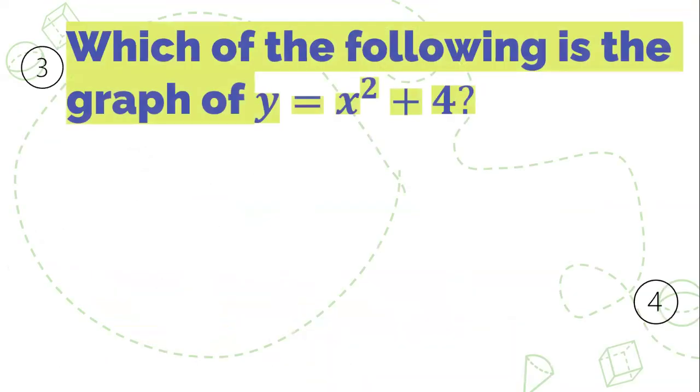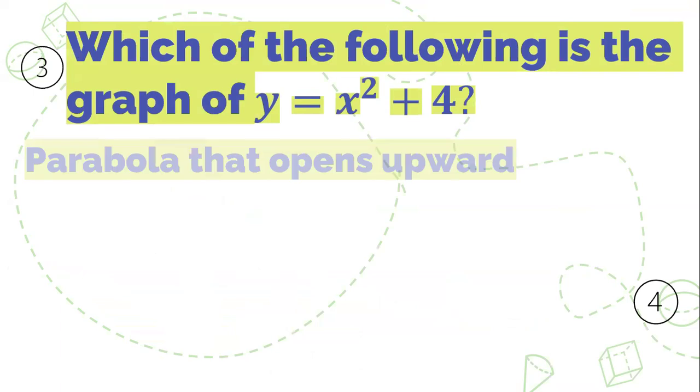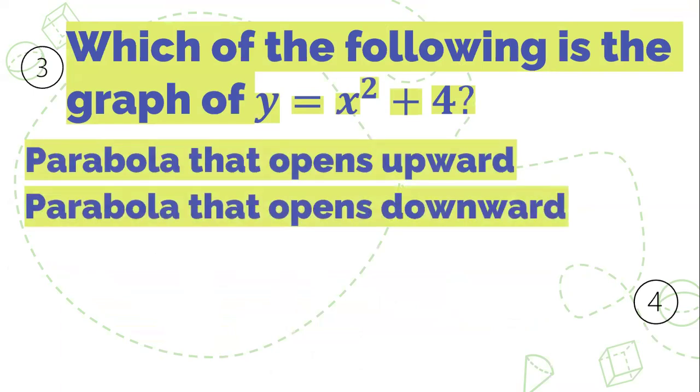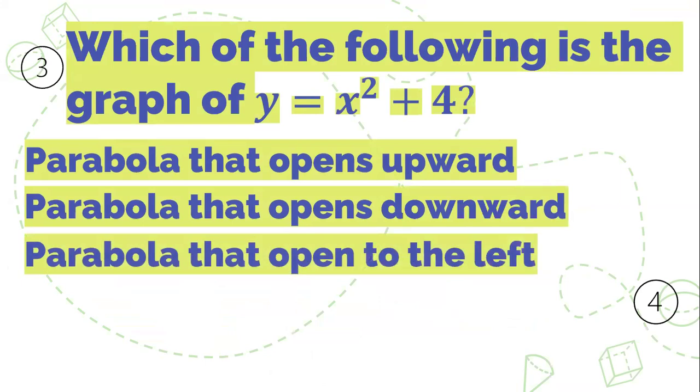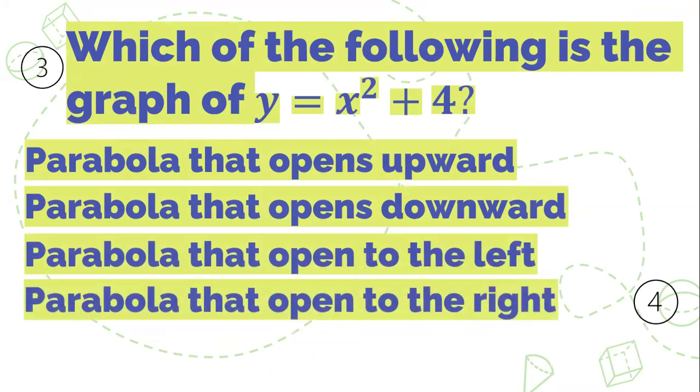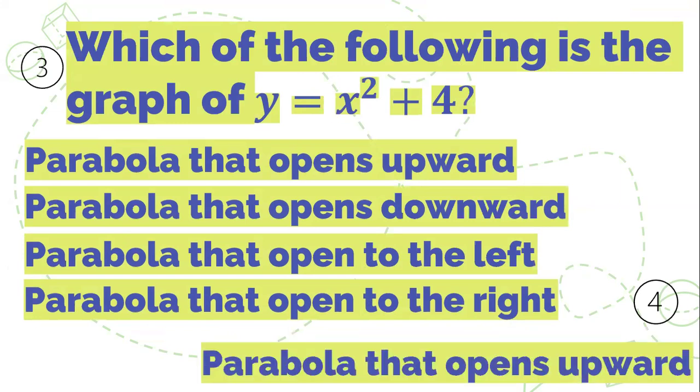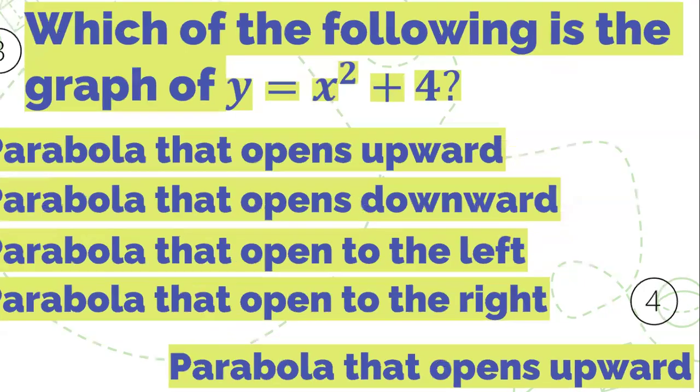Number 3. Which of the following is the graph of y is equal to x squared plus 4? This is a review of precal. Parabola that opens upward, parabola that opens downward, parabola that opens to the left, or parabola that opens to the right. Obviously, since x squared is positive, the answer is correct. Parabola that opens upward.